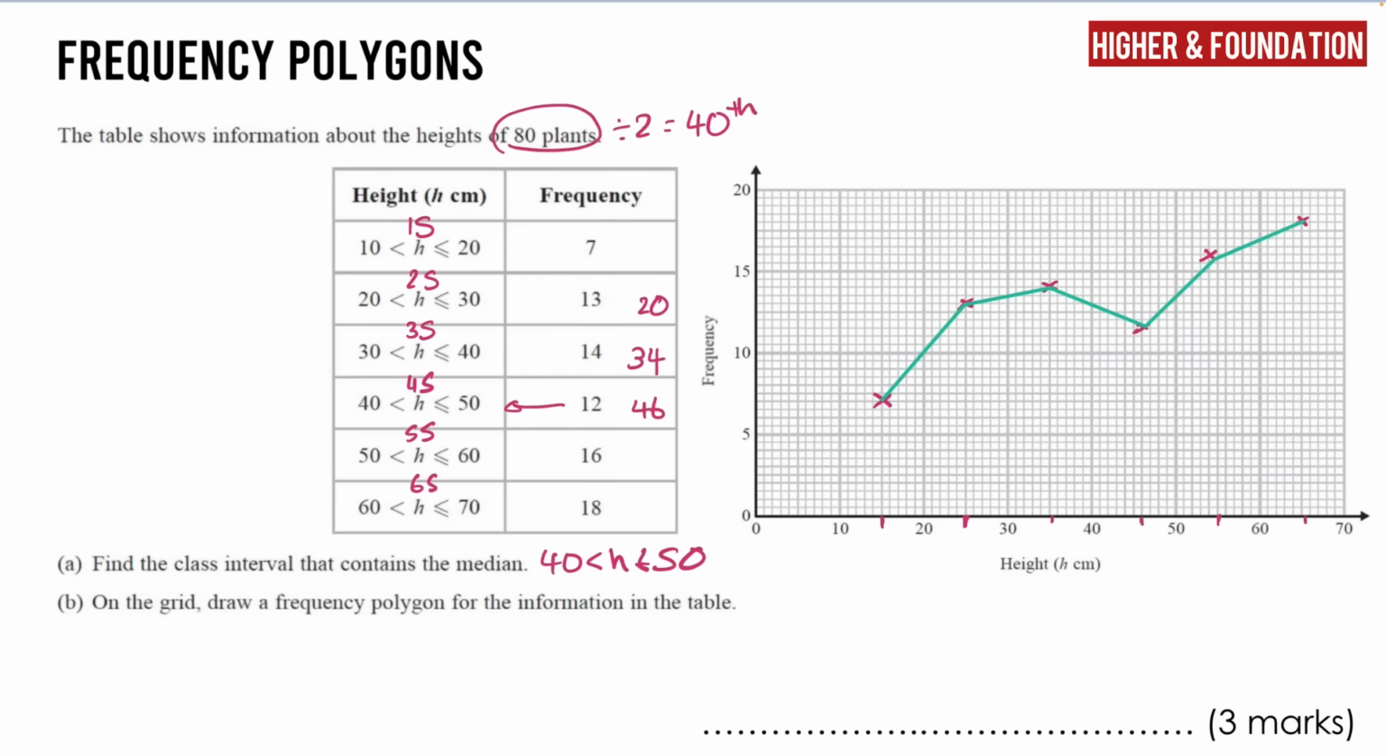Obviously just make sure that your lines perfectly join up and connect those points there. I've actually just slightly missed this point as I'm doing it on the screen, but just make sure that when you're doing it, it's absolutely perfect when you're joining those together. And there we go, there is your frequency polygon.